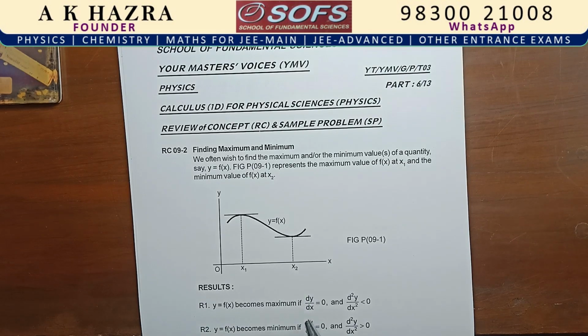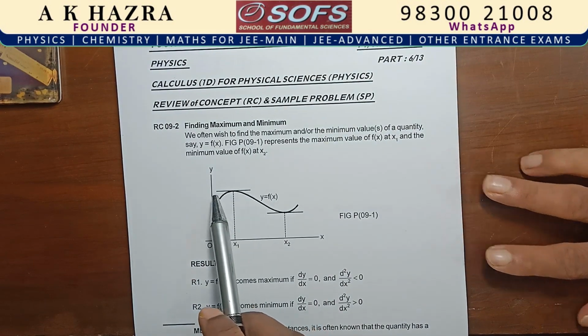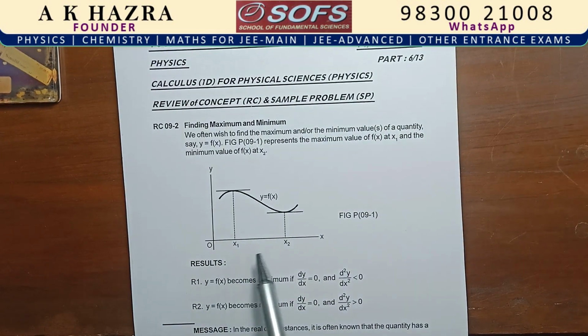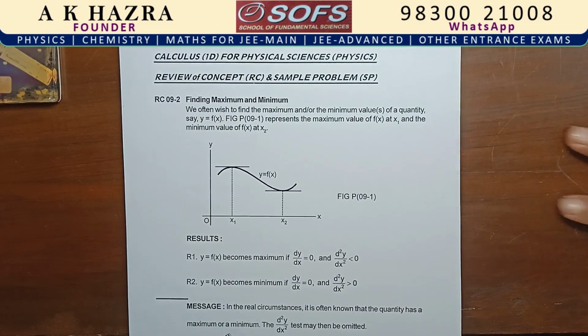What is the result? To find this maximum value we must have dy/dx equals 0, because if you draw a tangent here, the tangent makes an angle 0 with the x-axis. So dy/dx equals tan 0 equals 0. The second derivative requires some more concepts, which we will discuss later on. It will be d2y/dx2 less than 0 for the maximum value of the function.